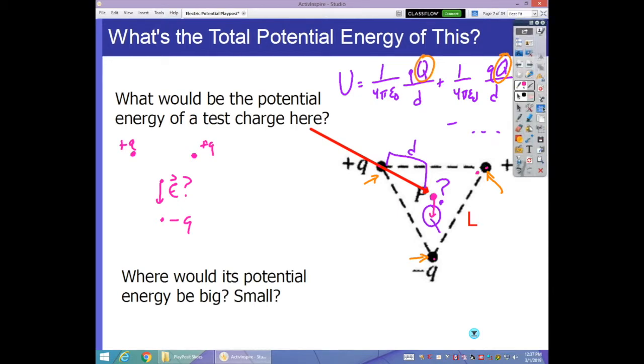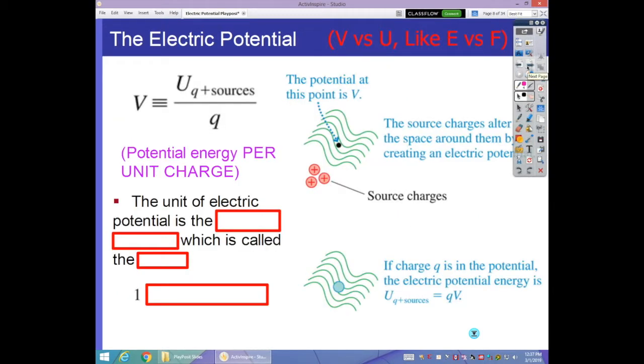So we're going to declare this thing called V, the electric potential, also sometimes called the voltage. If you just see potential, not potential energy, if you just see potential, we're talking about voltage. And voltage is equal to the potential energy that a test charge Q would feel from a bunch of other source charges, divided by that test charge Q.